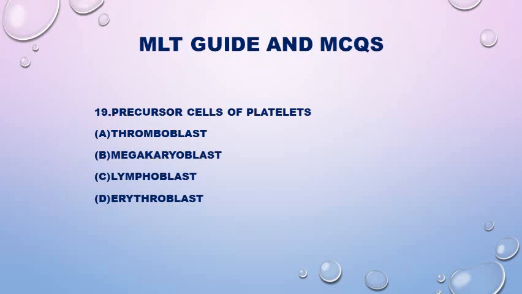19. Precursor cells of platelets. Options A. Thromboblast, B. Megakaryoblast, C. Lymphoblast, D. Erythroblast. And the answer is B. Megakaryoblast.